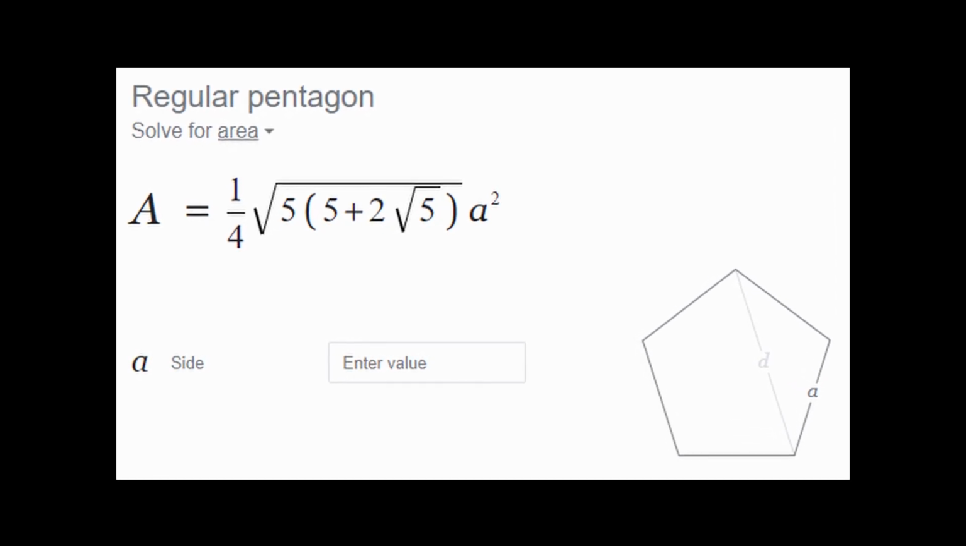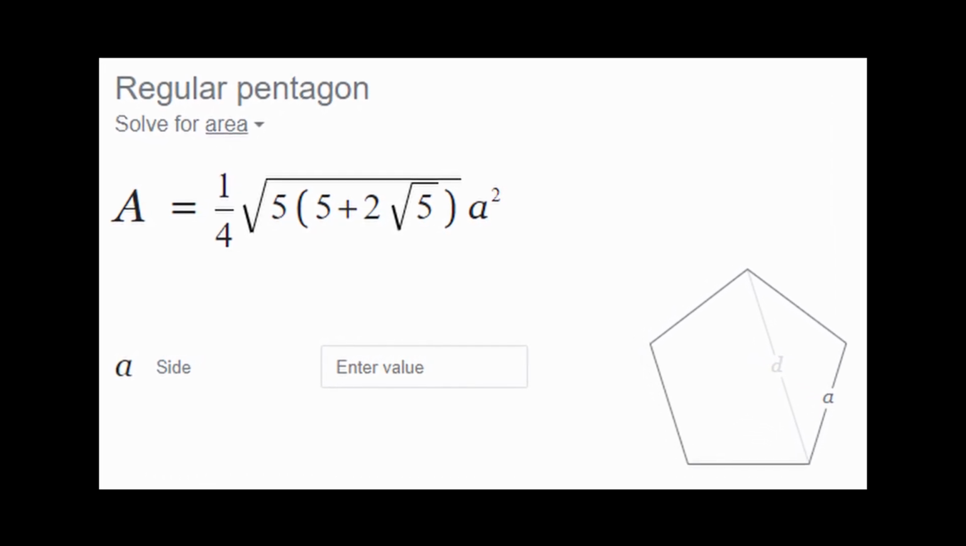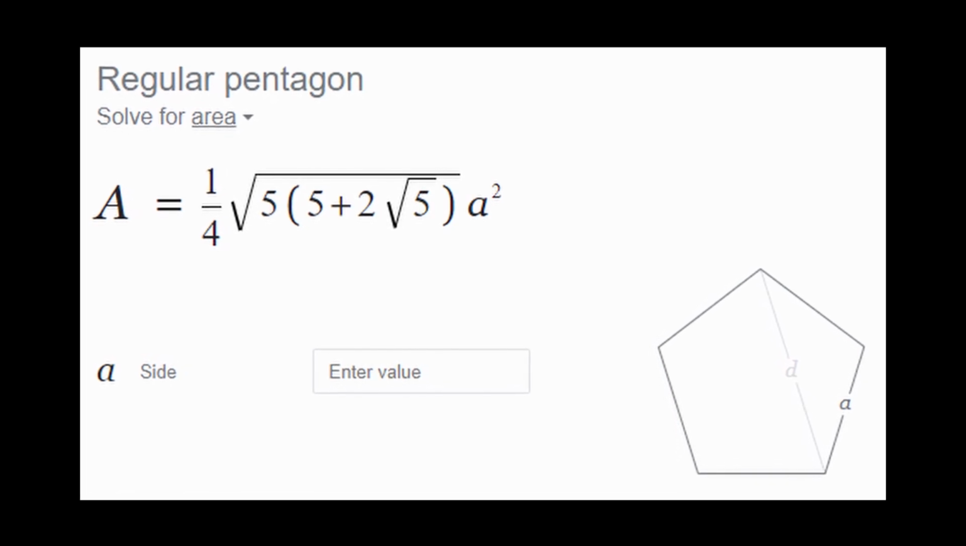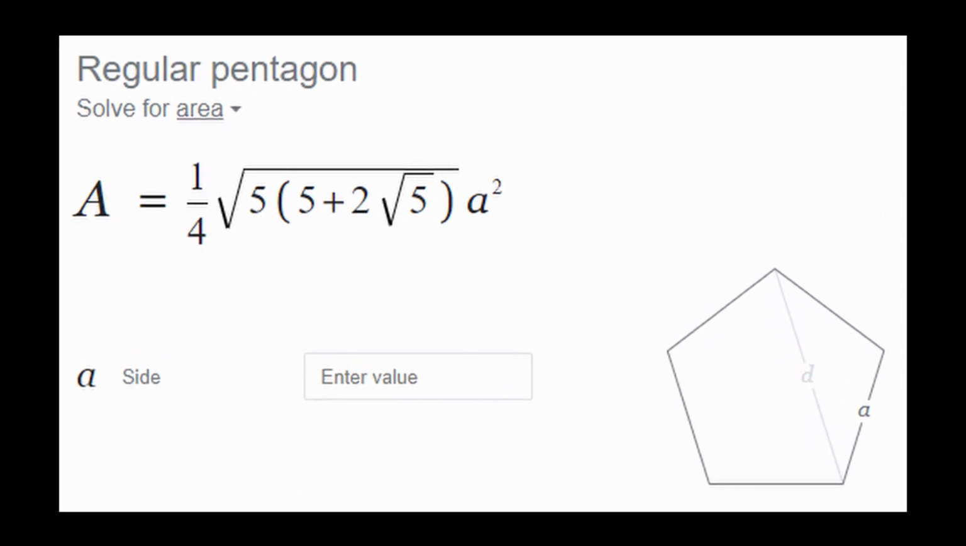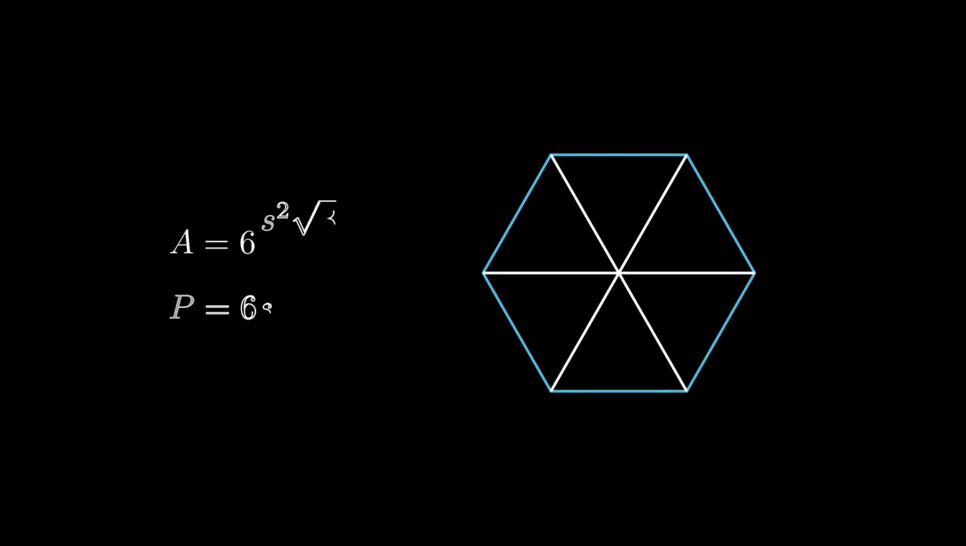Cool, so we've done this process for a triangle and a square. I would say try the pentagon next, but the pentagon area formula is a bit... well, you can take a look for yourself. For now, let's move on to the regular hexagon. A regular hexagon can be represented by 6 equilateral triangles and has an area of 6s squared times the square root of 3 over 4.